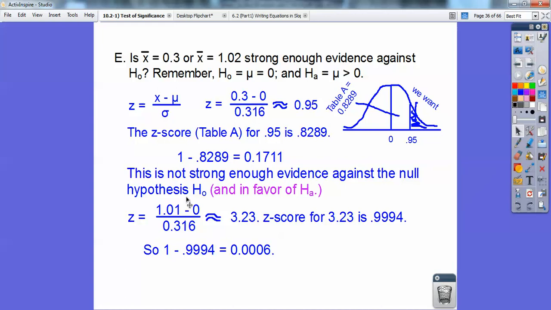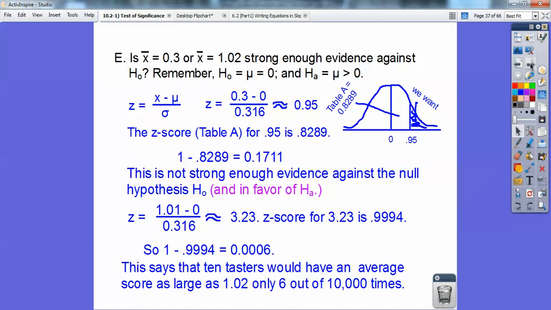Oops, that's supposed to be a 1.02. Put a 1.02 right there. Okay, I'm pretty sure that's right, 3.23. So your z-score, when you get that, is 0.9994. So we do the 1 minus that, and you get 0.0006. Okay, well that's less than 5%. This says that 10 tasters would have an average score as large as 1.02, only 6 out of 10,000 times, because that's in the 10,000th spot. So 6 out of 10,000 times.